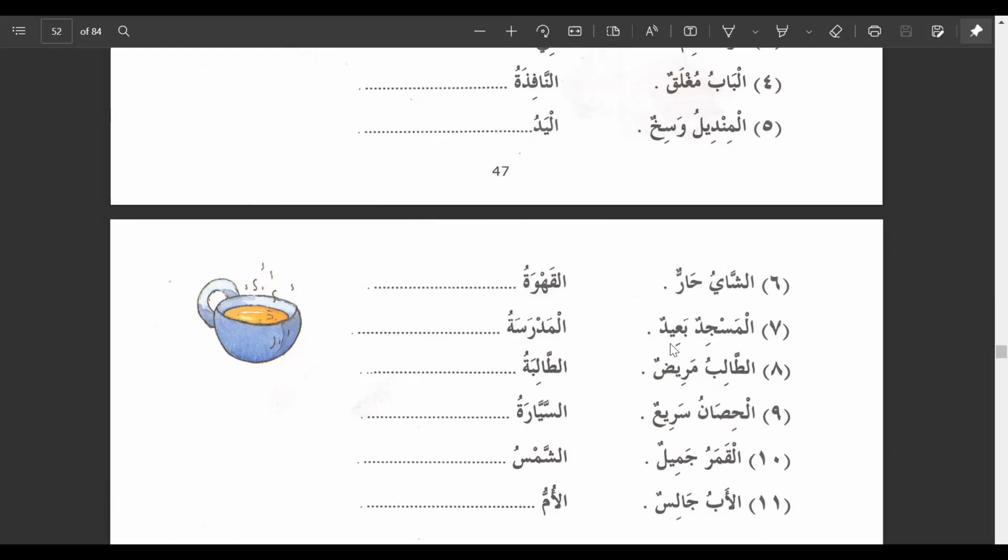Al-Masjidu Ba'idun. Al-Madrasatu Ba'idatun. Excellent. At-Talibu Maridun. At-Talibatu Maridatun. Excellent. Maridun means sick. At-Talibu Maridun means the student is sick. At-Talibatu Maridatun, the student is sick, but this time you are talking about a female student. Ba'idun means far. Qaribun means near.